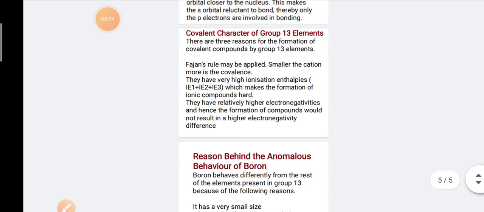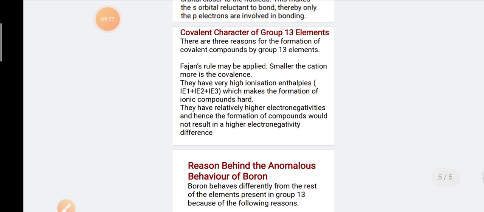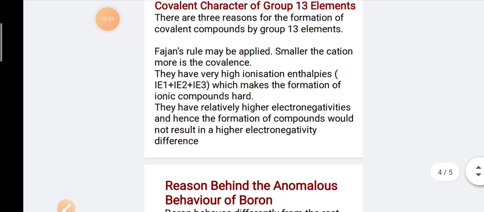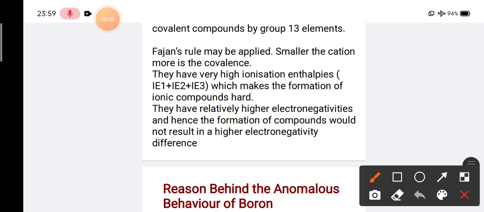And the other thing is the covalent character of group 13 elements. Group 13 elements are quite covalent. So why are they showing covalent character? There are mainly three reasons. First, Fajans' rule is applied to it, that is, the smaller the cation, the higher the covalency. In the case of group number 13, the cations are very small in size, so Fajans' rule can be applied. So that's point number one.